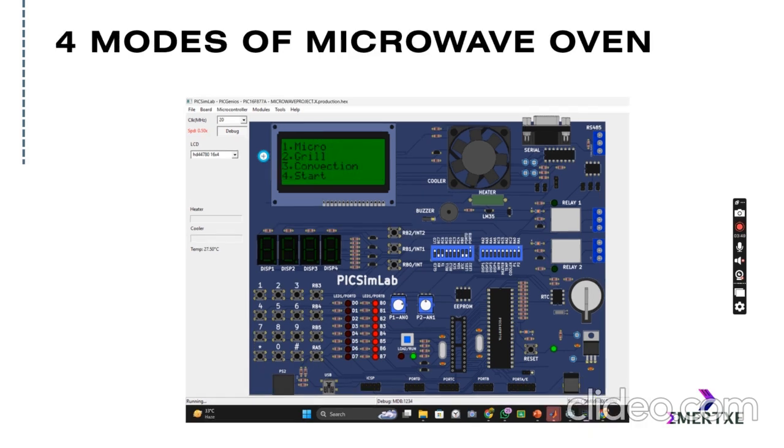Those are the 4 modes of the microwave oven. We have defined 4 modes: micro, grill, convection, and start. The micro mode is used for general cooking operations, operating at a maximum power of 900 watts. The grill mode is used for cooking bread and meat, allowing adjustable time settings. The convection mode allows preheating to a specific temperature before cooking. The start function initiates the selected cooking mode and manages the process.